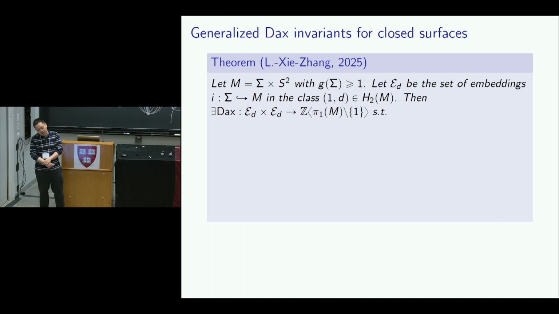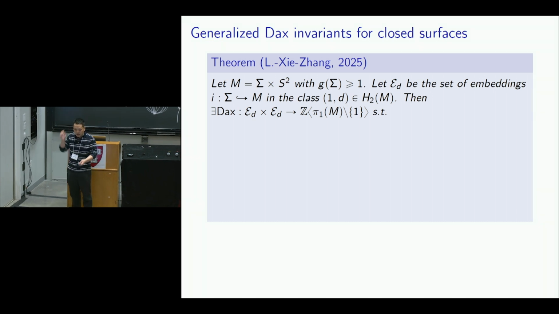We focus on the simplest example, which is just the product of a surface with S2. For example, T2 cross S2. Then let's consider the set of embeddings in a fixed homology class. Namely, its projection to sigma has degree 1, and its projection to the S2 direction has degree d. So we fix a homology class.